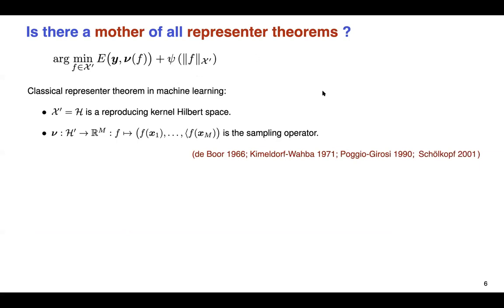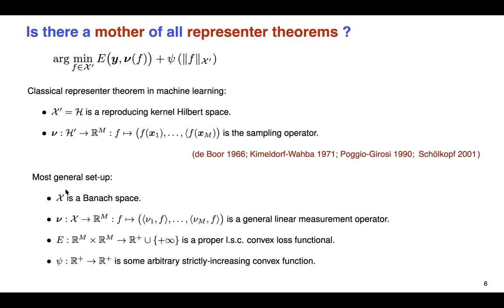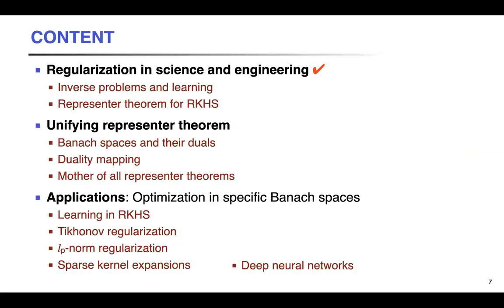And of course, there's already Schölkopf's very famous theorem, where if you put an arbitrary convex data term, it still works. But we want to look at a more general setup so that X can be a Banach space, and those functionals that are acting on the f that you're trying to estimate can be arbitrary linear functionals. I mean, this can be an arbitrary proper convex loss function. And then you can also have a function psi here that is an arbitrary strictly increasing convex function.